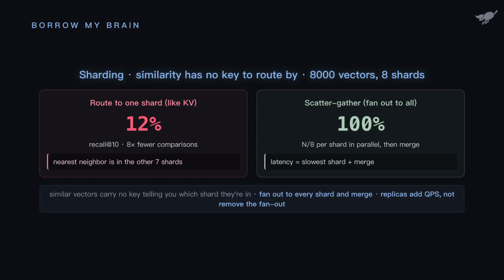If you cram all the vectors for one hot topic into a single shard, that shard instantly becomes the bottleneck while the others sit idle. Adding replicas raises your query throughput, but it doesn't get rid of the fan-out. That's the tax you pay for sharding vectors.